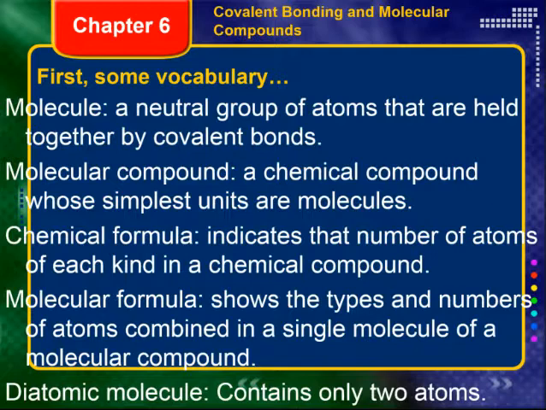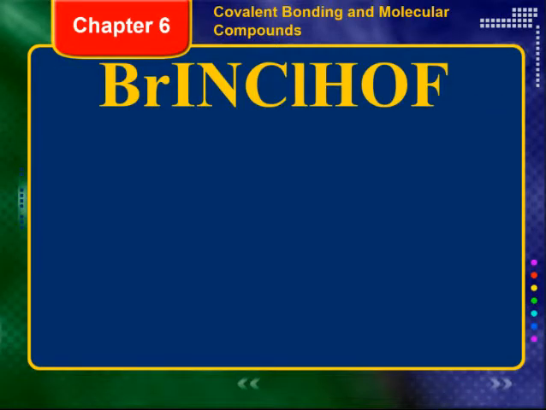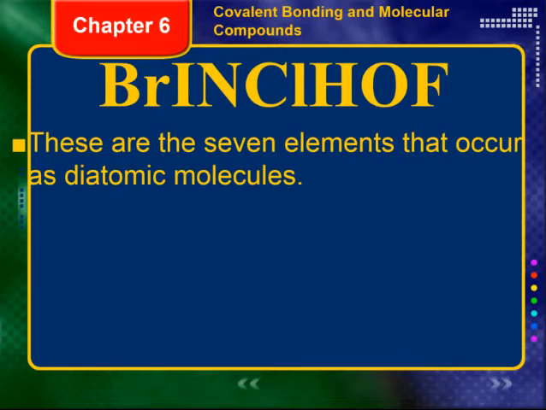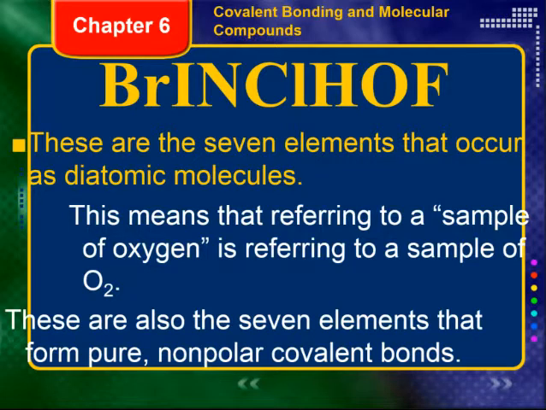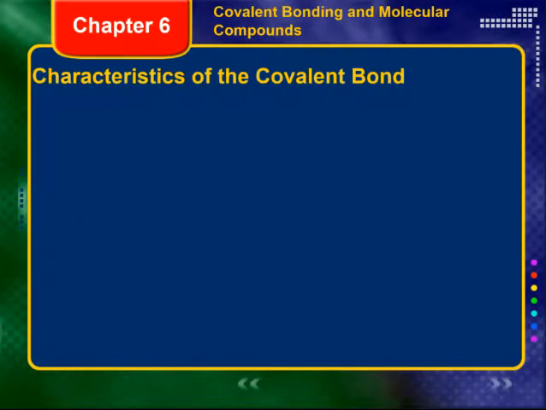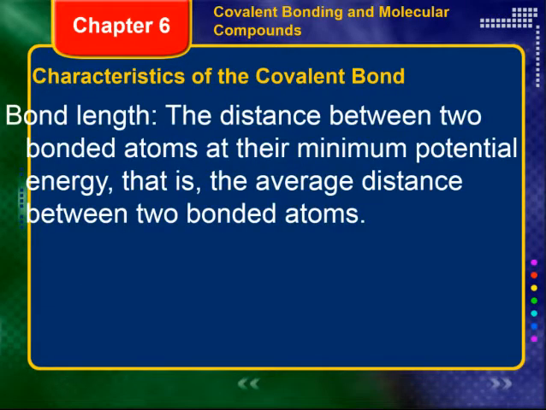To review from last time, the diatomic molecule contains only two atoms, and we have a mnemonic that helps us remember the 7 elements that are diatomic in their free state. This means that referring to a sample of oxygen is actually referring to a sample of O2. Remember, there are 7 elements that form pure covalent bonds: bromine, iodine, nitrogen, chlorine, hydrogen, oxygen, and fluorine.